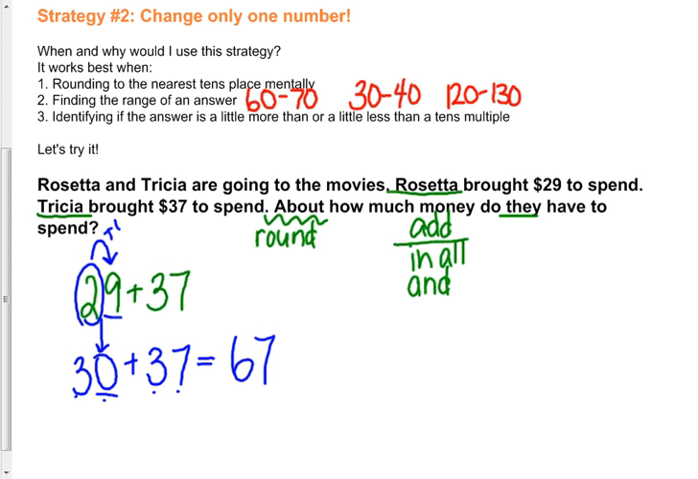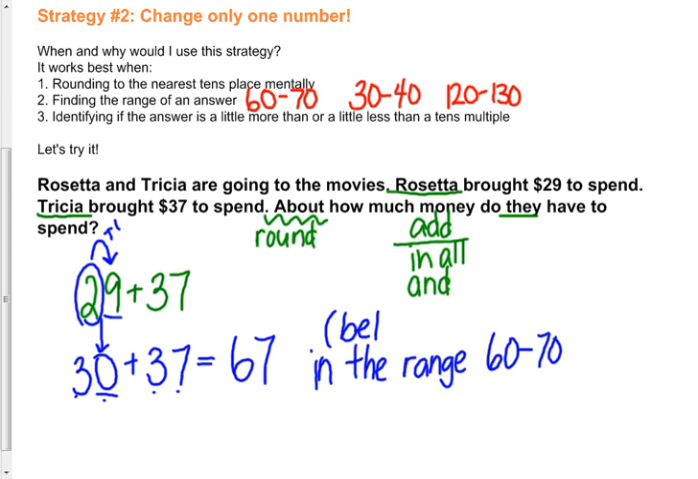So if we go back up to our three reasons, rounding to the nearest tens place mentally, we did that here. We chose 29 because it was so close to 30. So we rounded just that one number. Now we can find the range of an answer. Earlier we wrote three ranges. Now I see that our answer was 67, and it's in the range of 60 and 70 because it's between those two numbers. So another word to replace in the range would be between. So I'm going to put that in parentheses as a reminder.